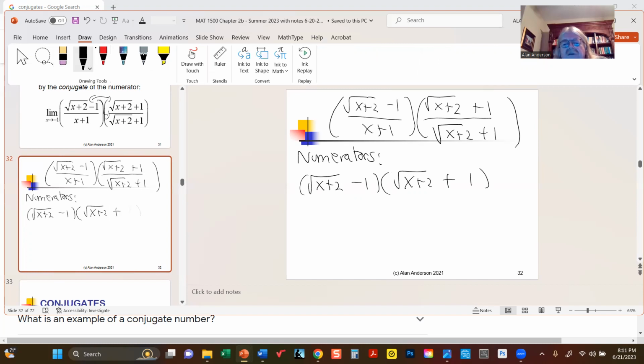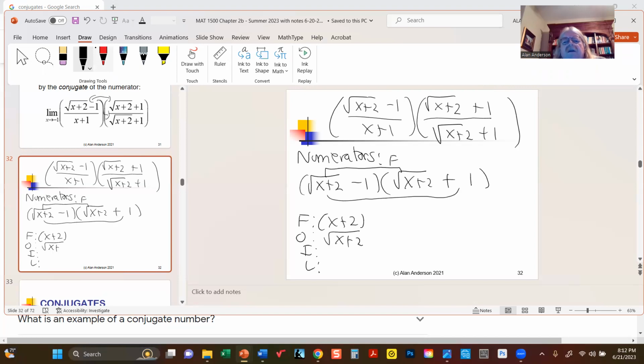And so if we apply FOIL, remember, it's not the numerator that we're worried about, it's the denominator. We really want to avoid having x plus 1 down here. So here the first two terms are these two. Now, if I multiply radical x plus 2 times radical x plus 2, I'll just end up with x plus 2. The outer would be this one.